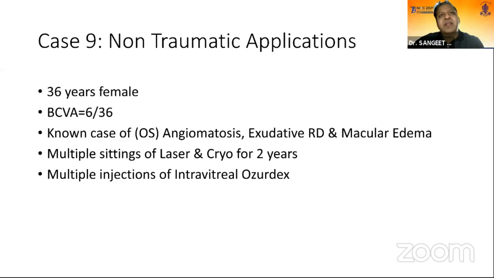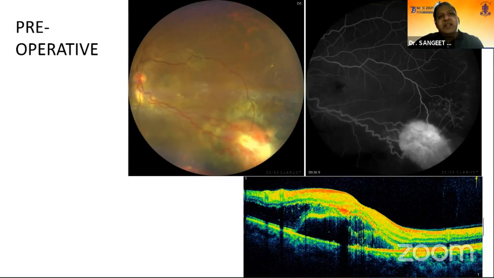And there are some other non-traumatic applications of chorioretinectomy. This was a 36-year-old female, best corrected vision was 6/36. She was a known case of angiomatosis, exudative RD, and macular edema. She had undergone multiple sittings of laser and cryo for 2 years, and she had undergone multiple injections of intravitreal Ozurdex. And this patient had a large angioma in the periphery.